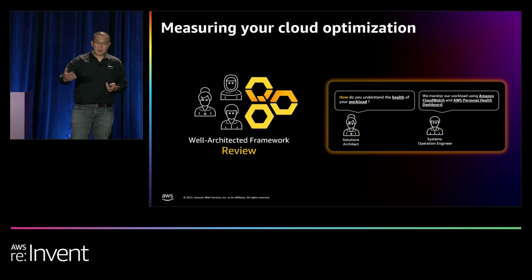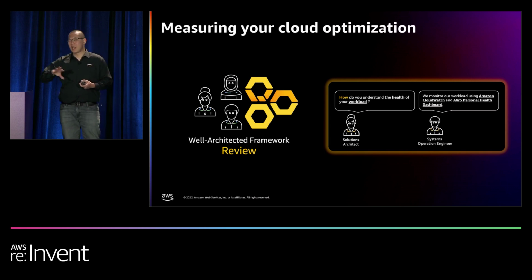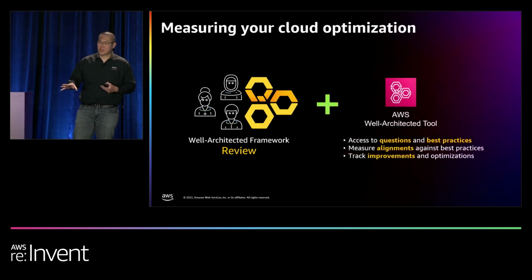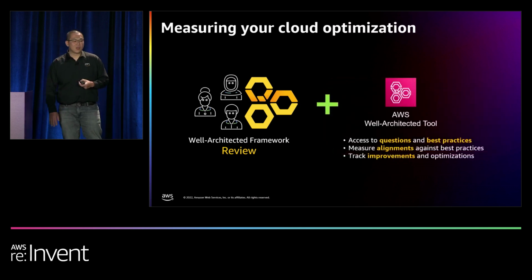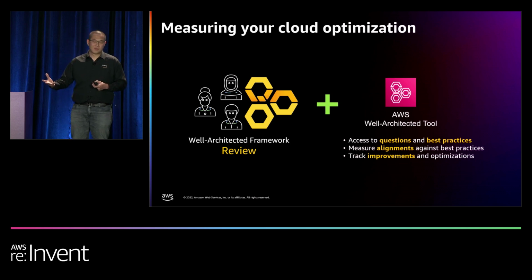Now, the objective of this review is really to uncover the current state of the workload in the context of organizational structure, the people, process, and also the technology stack that it has. So to access these questions and best practices, you could use the AWS Well-Architected Tool. The tool gives you direct access to all of these best practices and questions to essentially help guide and drive effective conversations with your stakeholders.